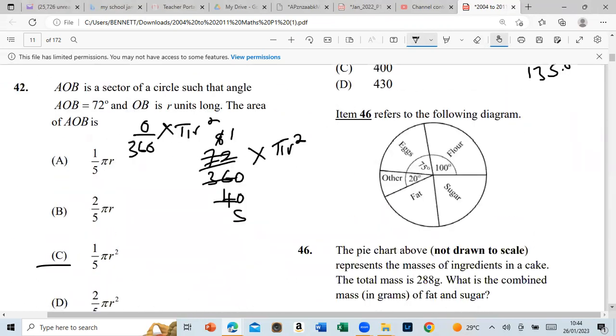Alright, so 46 now. The pie chart above, not drawn to scale, represents the mass of ingredients in a cake. The total mass is 288 grams. What is the combined mass in grams of fat and sugar? Alright, so the total is 288, and they want to know if you add up sugar and fat, you get.